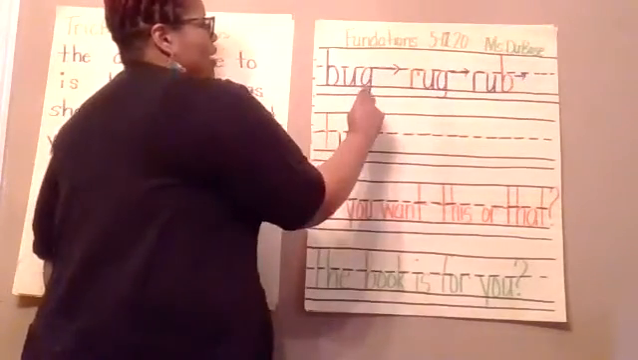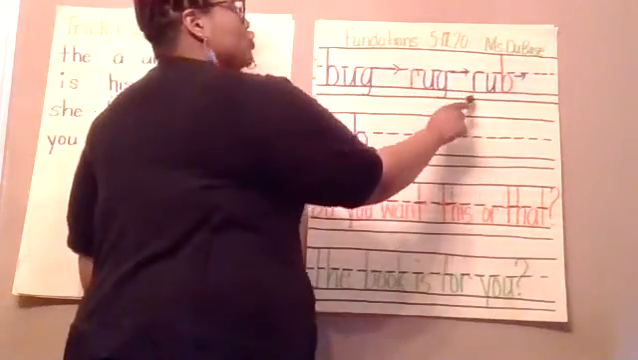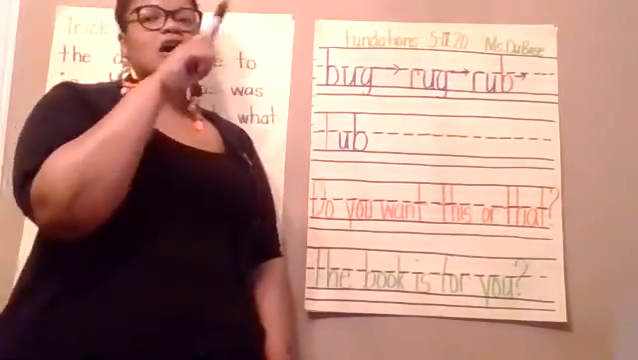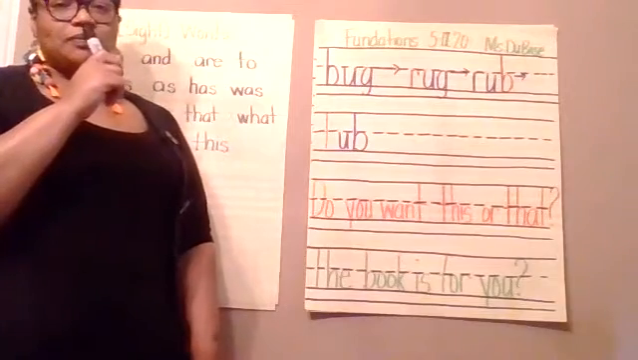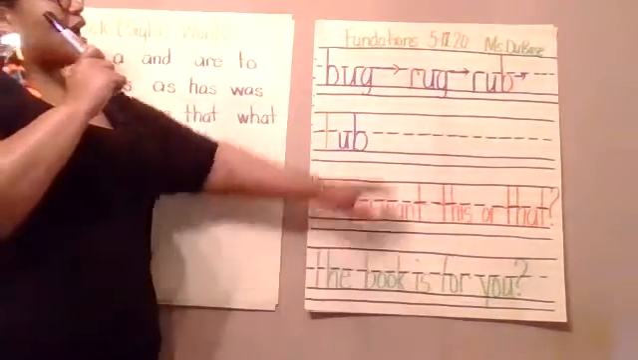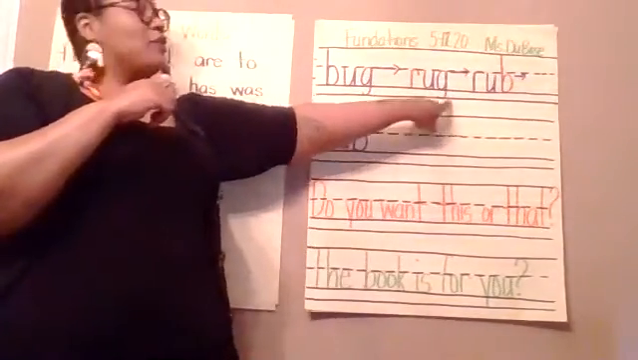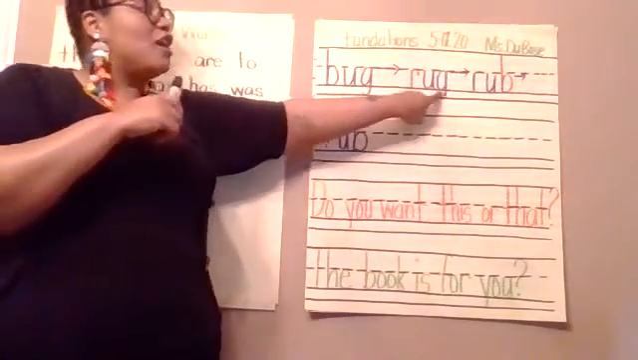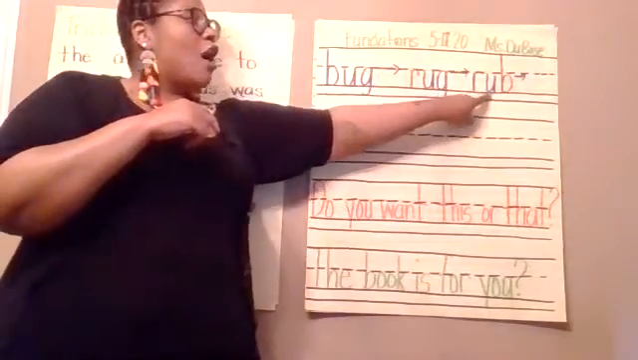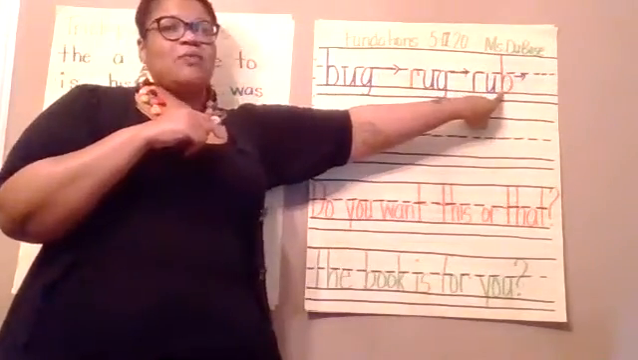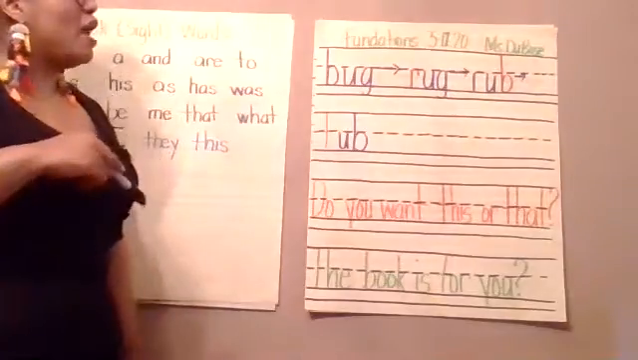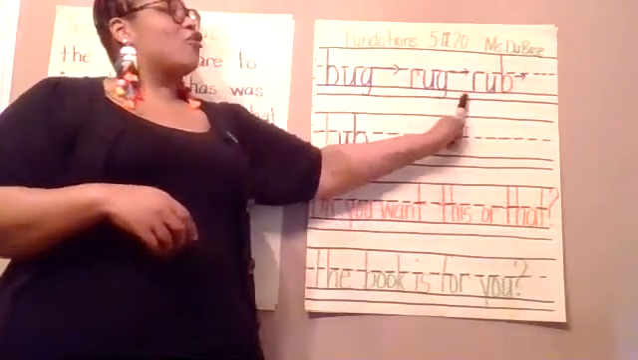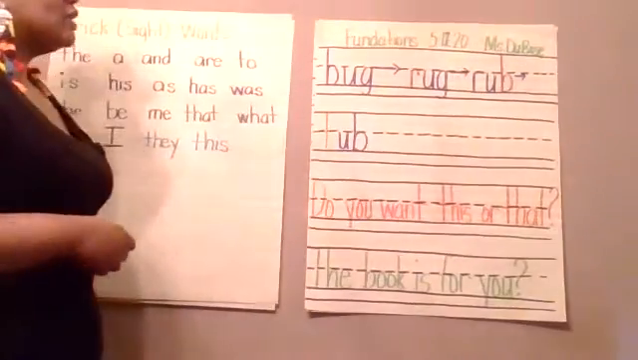We went from bug to rug to rub. How did I get to rub from rug? Anyone know? I took away the G and replaced it with a B. Rug, rug is now rub, rub, okay, with a B at the end. How do we spell rub? R-U-B, rub. Good.